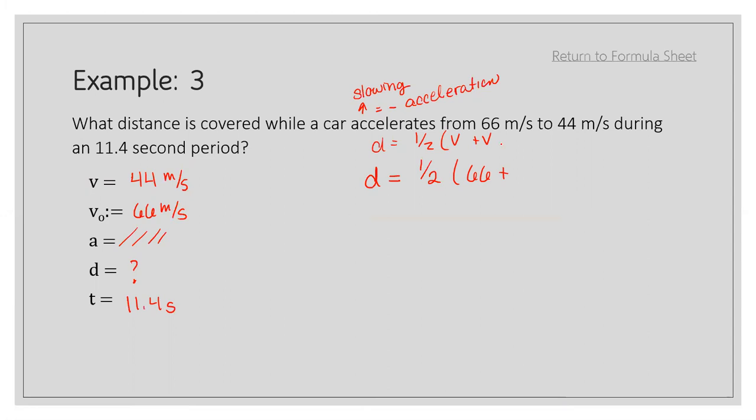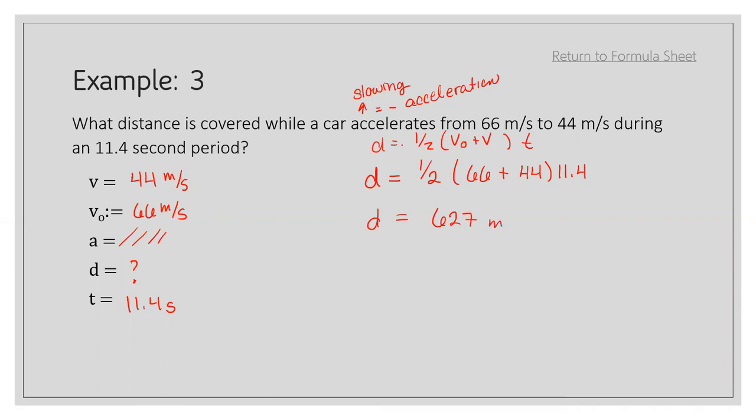All right, 1/2 (V0 plus V) times T. Okay, 66 plus 44 times our time of 11.4. Notice everything is in meters and seconds, so we're good with our units. Plugging all of that into your calculator, make sure you follow order of operations, you'll find you get a distance of 627 meters.